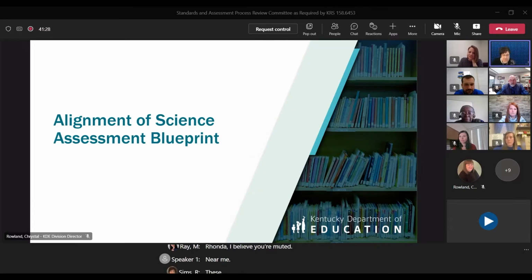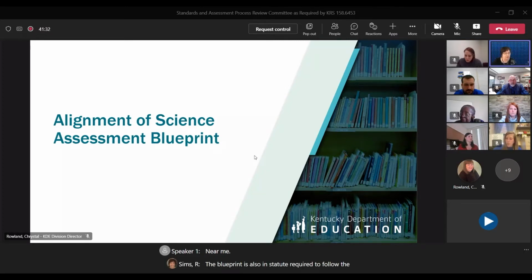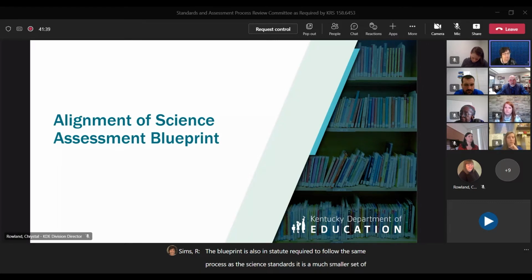The blueprint is also in statute required to follow the same process as the science standards. It is a much smaller set of information. The blueprint gives the relative emphasis of the broad content areas of science, the domains.